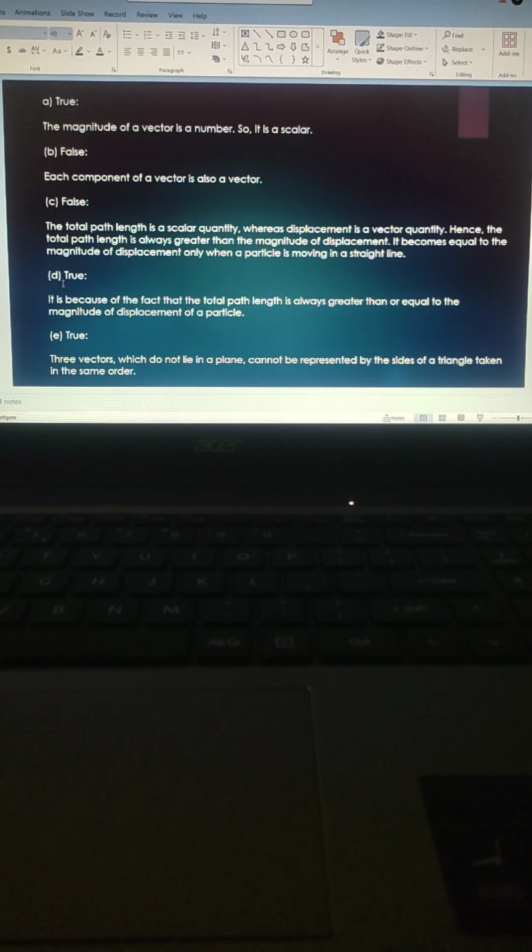Then the fourth one is true because the total path length is always greater than or equal to the magnitude of displacement of a particle. And the last one is true because three vectors which do not lie in a plane cannot be represented by the sides of a triangle taken in the same order.